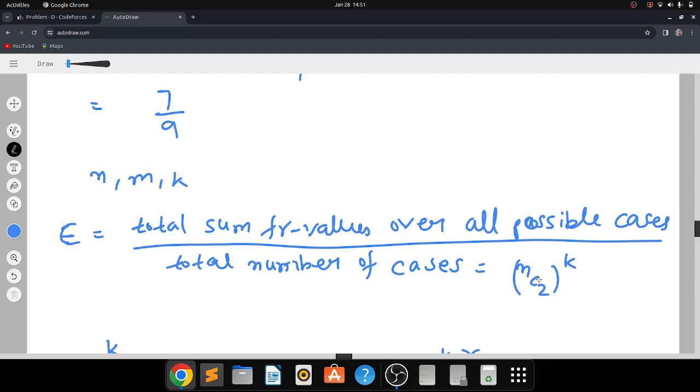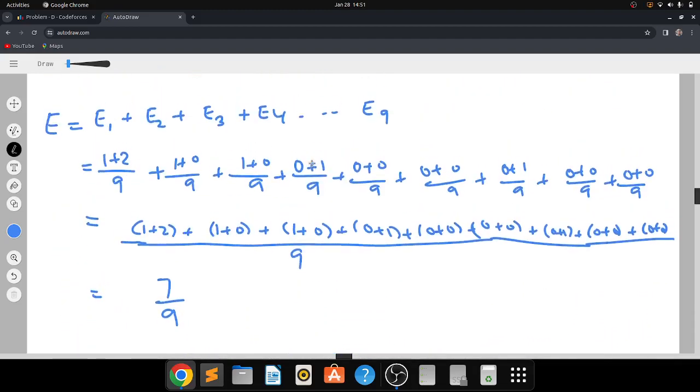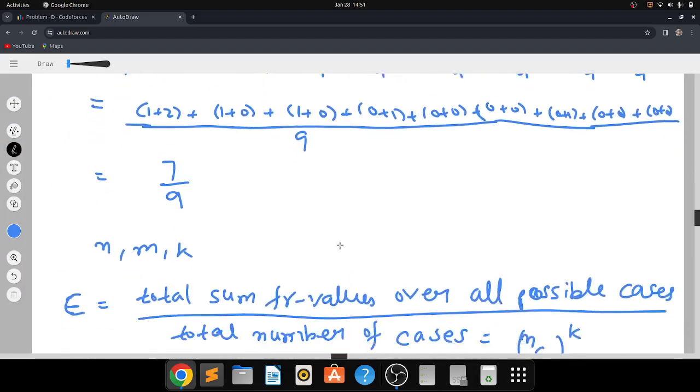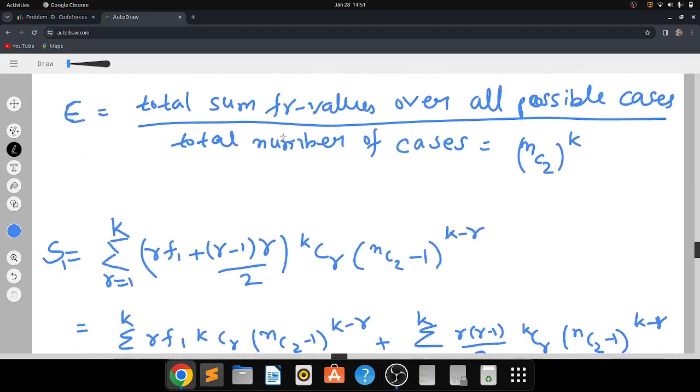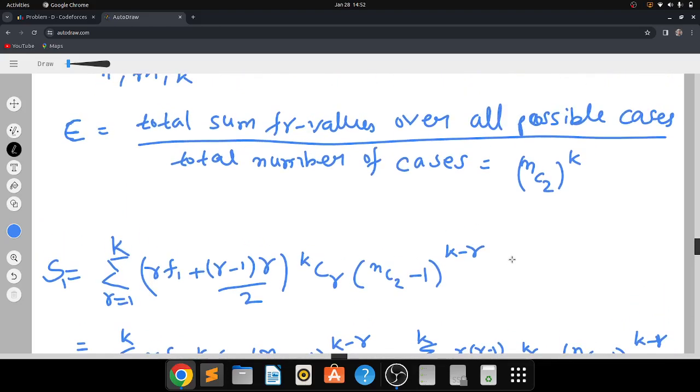Now the only thing remaining is to find the numerator. The numerator is the total sum of friendship values over all possible cases, like we calculated for the third sample test case. So let us see how we can calculate it. For calculating it, we will look at the contribution of each friendship value to the final total sum.